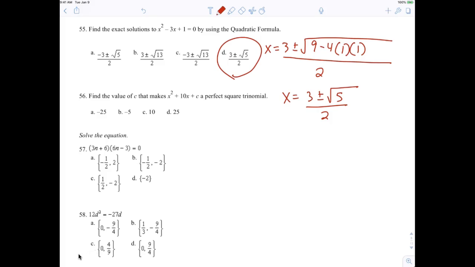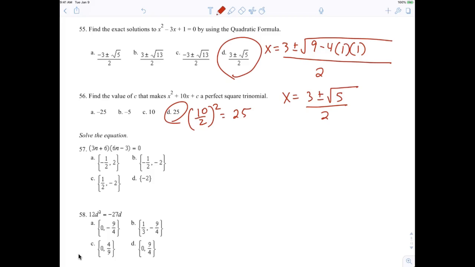All right, here we go. For question number 56. What would C be? 25, right? Again, to complete the square, half of 10 squared. All right, 25. So 25 is what would make it a perfect square.